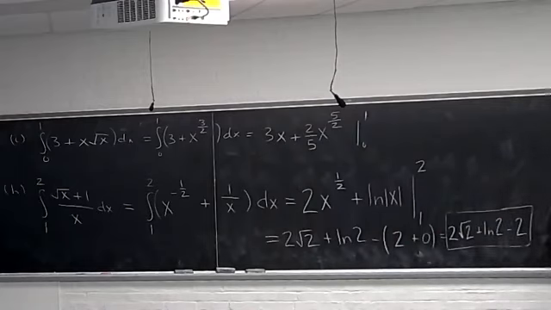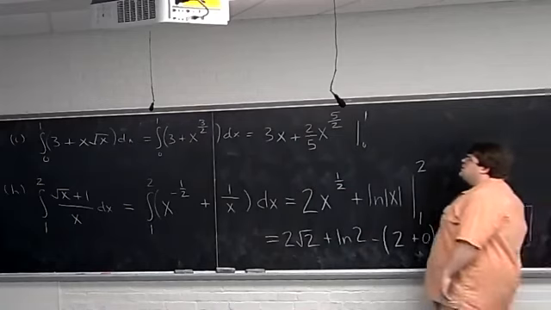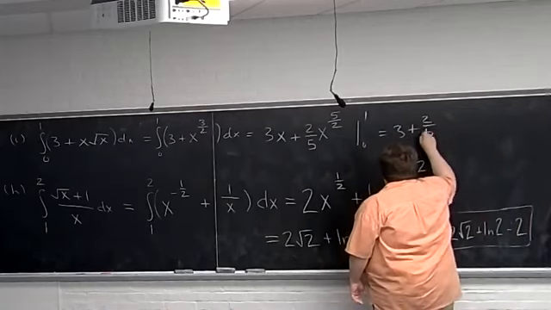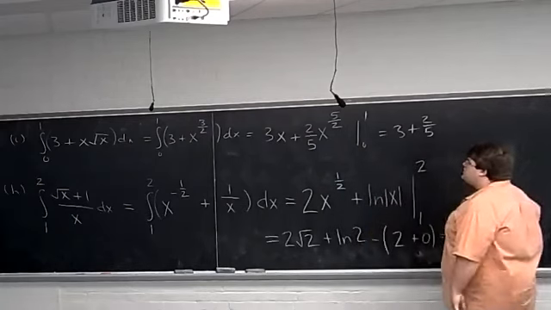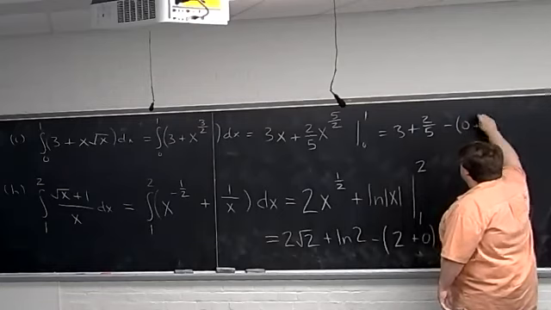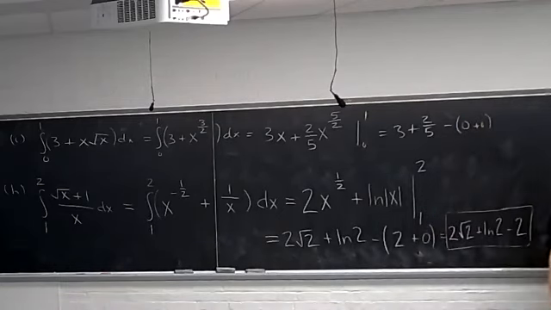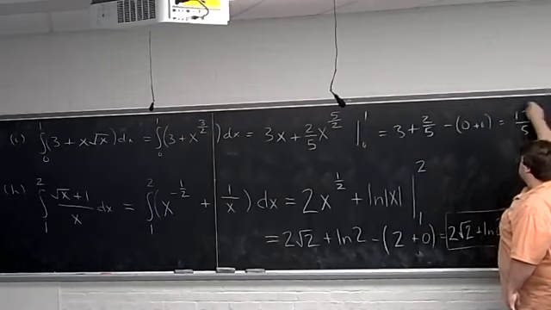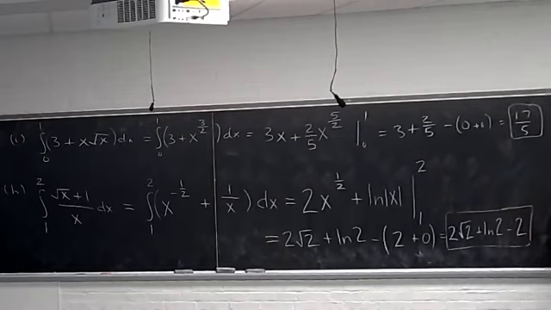Now evaluate from 0 to 1. Well, evaluate at 1, what do you get? 3 plus 2/5. What about when you evaluate at 0? Well, you get 0 plus 0. 3 plus 2/5. 15 plus 2 is 17. So it's 17/5. Any questions about this one, part I?